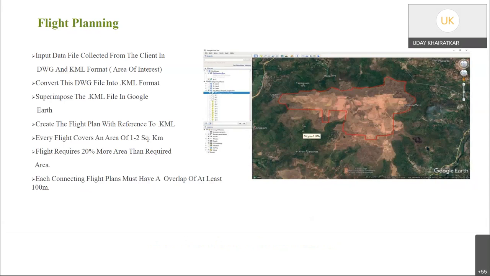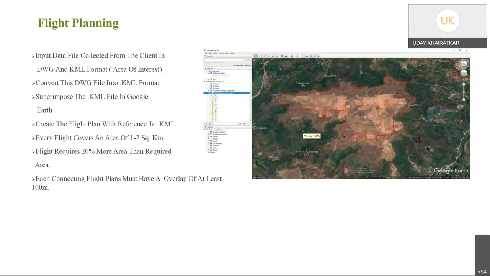First, the mission is planned. The input data file is collected from the client in drawing and table format. Normally, we share a Google Earth image with them, showing the alignment. This drawing file is converted into a KML format. In Google Earth, we create a flight plan with reference to the KML. The flight plan is planned accordingly.